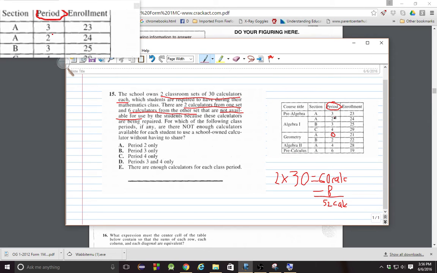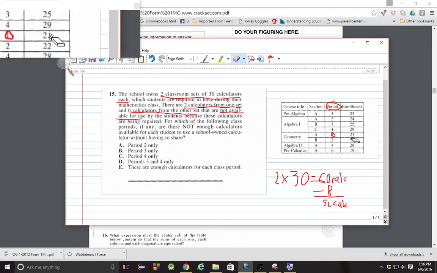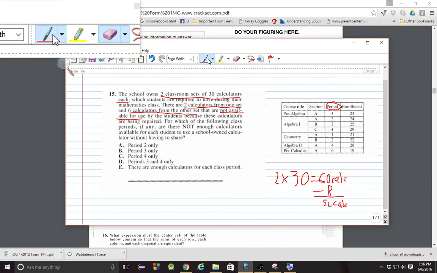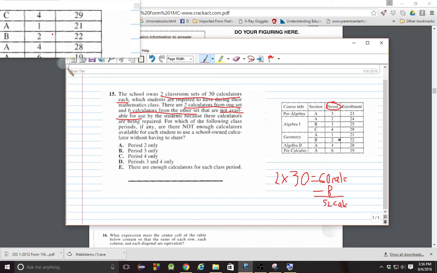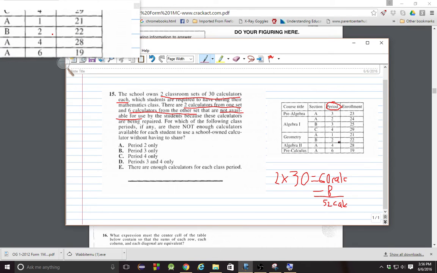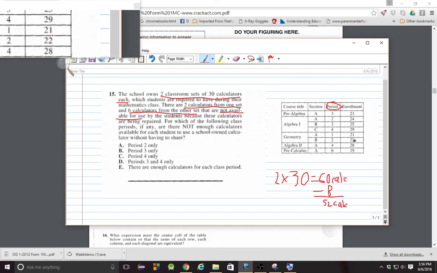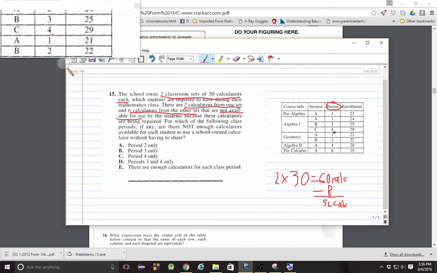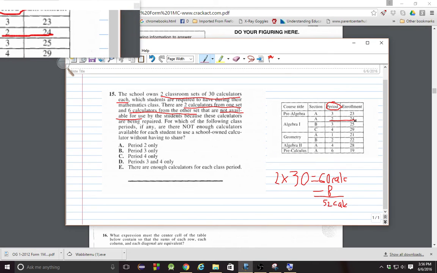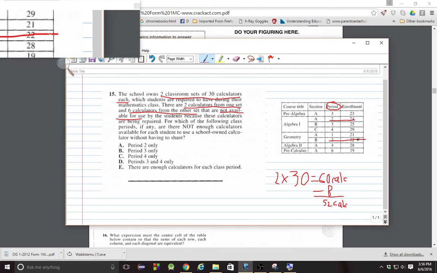Period 2. There are two period 2 classes. One of them requires 24 calculators, another requires 22. Well, if you add 24 plus 22, we get 46. Well, we have 52 calculators. Again, that's not more than 46, so period 2 is out. Period 1 is out.